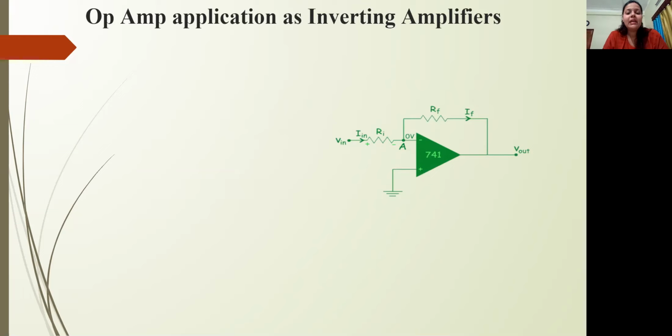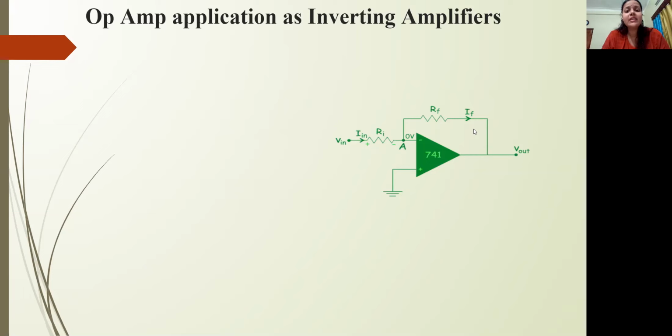Now op-amp application as inverting amplifier. This is the particular circuit of op-amp that can be designed when we need to use it as an inverting amplifier. Here you can see the input voltage is being connected to the negative terminal and the positive terminal is grounded. This particular combination of power supply for an op-amp IC is known as inverting. Whenever we are giving supply to the inverting terminal, it will act as an inverting amplifier.